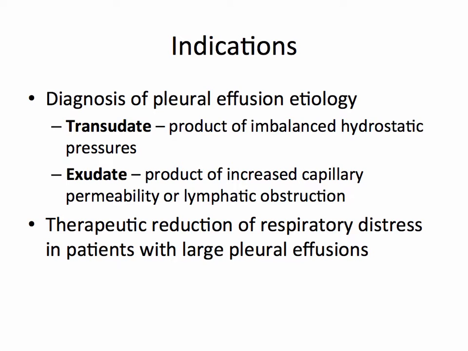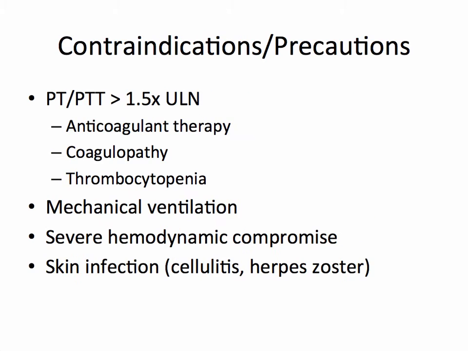A thoracentesis can also be done for the therapeutic reduction of respiratory distress in patients with large pleural effusions. Thoracentesis is contraindicated in or should be approached with caution in patients with a PT or PTT greater than 1.5 times the upper limit of normal, in situations where they may be on anticoagulant therapy, have an underlying coagulopathy, or thrombocytopenia. It should also be done cautiously in the patient on the mechanical ventilator and those with severe hemodynamic compromise.